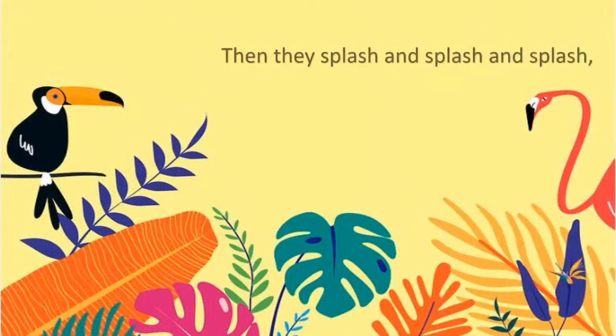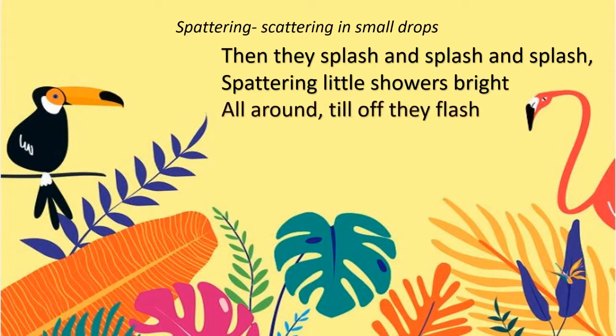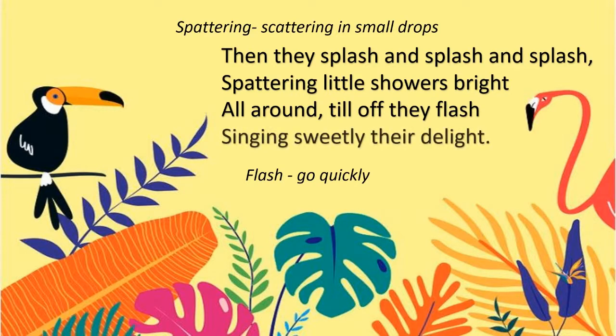Then they splash and splash and splash, spattering. Spattering means scattering in small drops. Little showers bright all around till off they flash. Flash means go quickly, singing sweetly their delight.